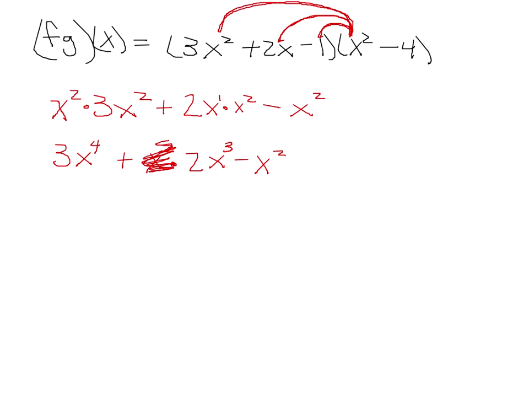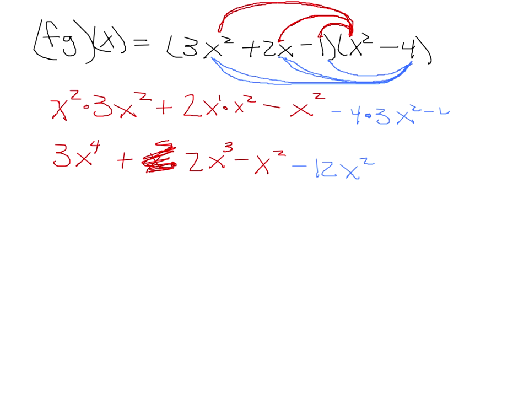Okay, now I'm going to do this with the 4. So I get the minus 4 to each one of these. So minus 4 times 3x squared, that's going to give me minus 12x squared. And then minus 4 times 2x is going to give me minus 8x. And then minus 1 times minus 4. So minus 4 times minus 1 is plus 4.